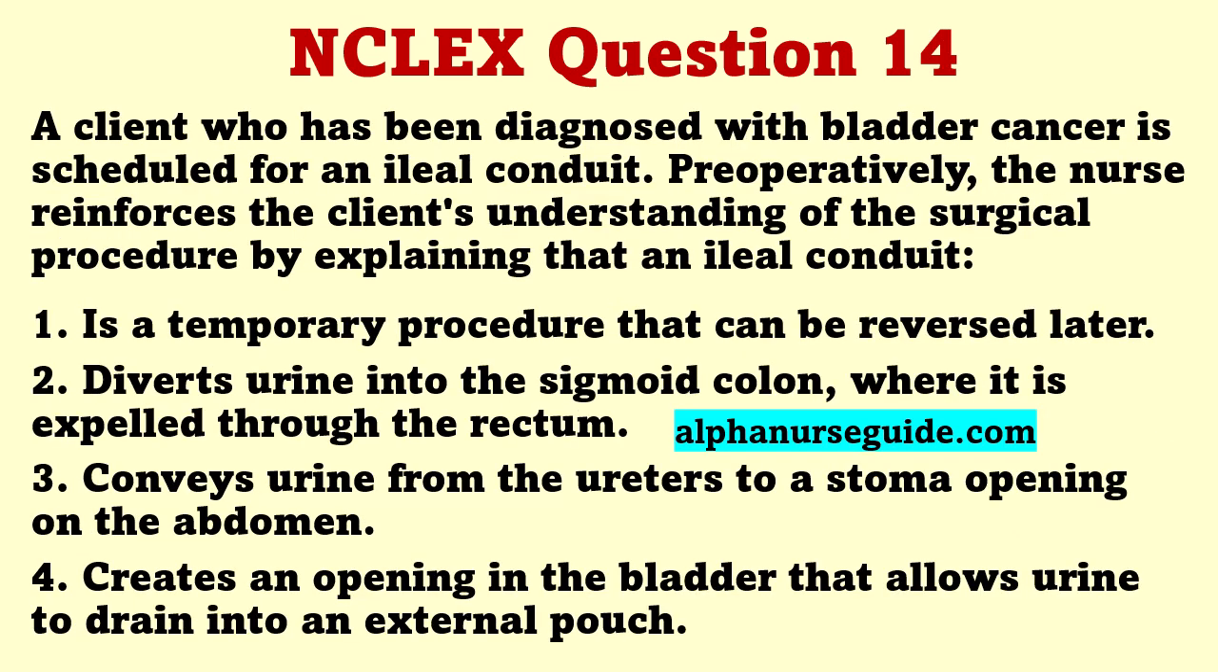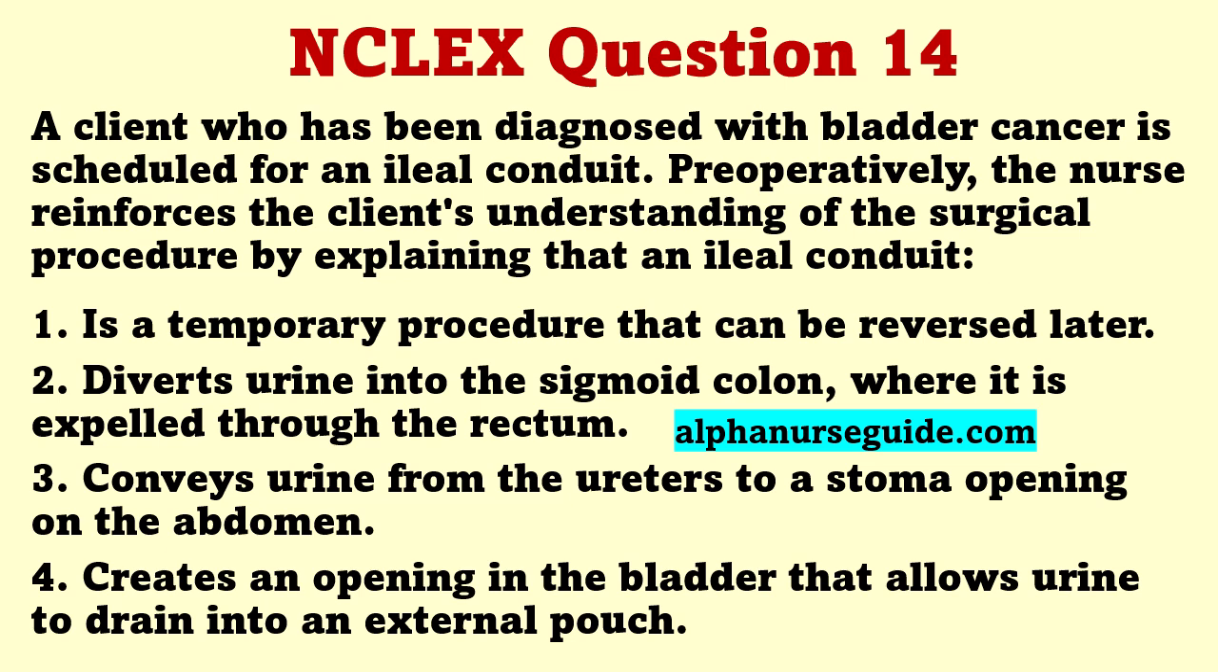A client who has been diagnosed with bladder cancer is scheduled for an ileal conduit. Preoperatively, the nurse reinforces the client's understanding of the surgical procedure by explaining that an ileal conduit 1. Is a temporary procedure that can be reversed later. 2. Diverts urine into the sigmoid colon, where it is expelled through the rectum. 3. Conveys urine from the ureters to a stoma opening on the abdomen. 4. Creates an opening in the bladder that allows urine to drain into an external pouch.